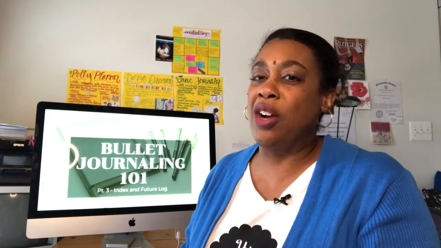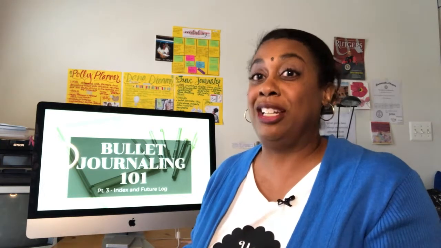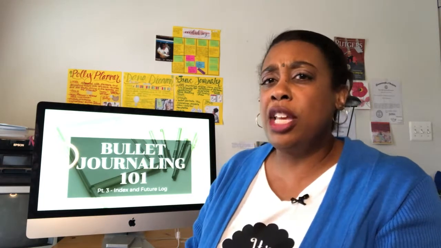In the previous video, we covered what to include in your journal and we talked a little bit about collections. Today, we're going to set up a bullet journal. Finally, right? We're going to talk about the index, the future log, and mental inventory. The first thing you want to do is number the pages in your journal.